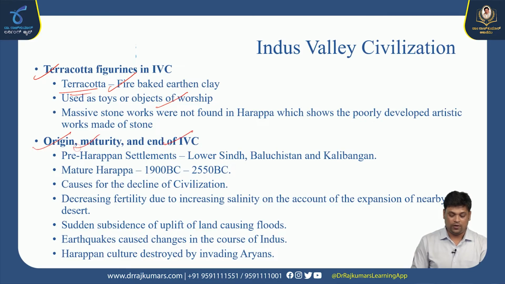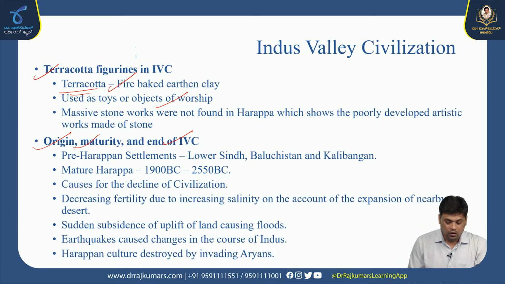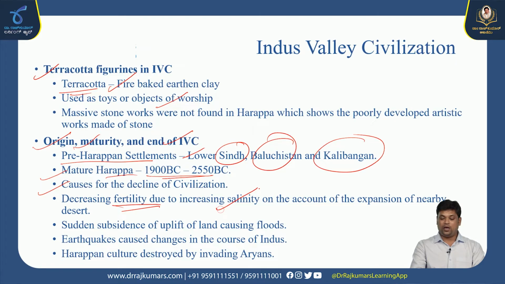Origin, maturity and end of the IVC. Now we are going to discuss the end. Pre-Harappan settlements were in lower Sindh, Balochistan and the Kalibangan region. Mature Harappan timeline is 2550 BC to 1900 BC. Causes for the decline: decreasing fertility due to increasing salinity on account of the expansion of the nearby desert, and also earthquakes that changed the course of the Indus River. It is not possible to survive without water, so migration happened. The theory that Harappan culture was destroyed by invading Aryans is one of the non-accepted theories so far.